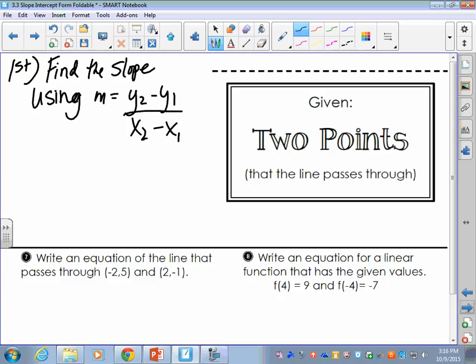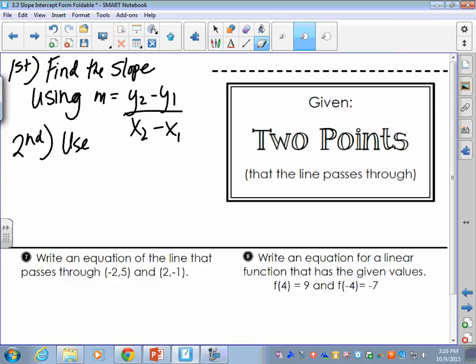Okay, we did this on the last little unit. So you're going to use the slope formula first. Okay. Second, you're going to use, and I probably need to come down. It looks too tight. I don't like that.